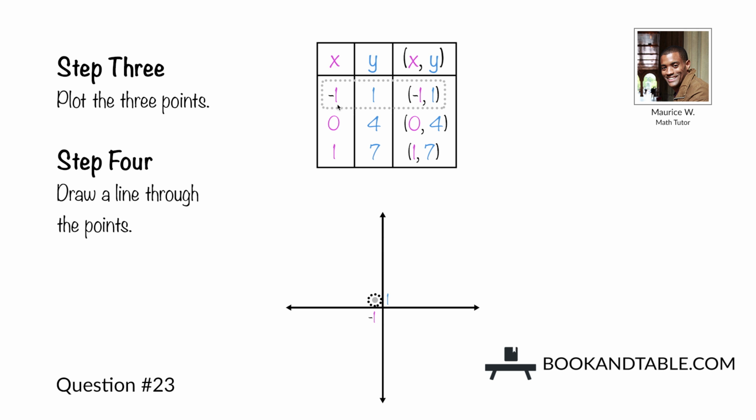So our first point is -1, 1. So we'll plot that point. Our second point is 0, 4. So we'll plot that. The next point is 1, 7. So now we have 3 points that are in a straight line. So we'll draw a line through those 3 points. And this would be the sketch of y is equal to 3x plus 4.